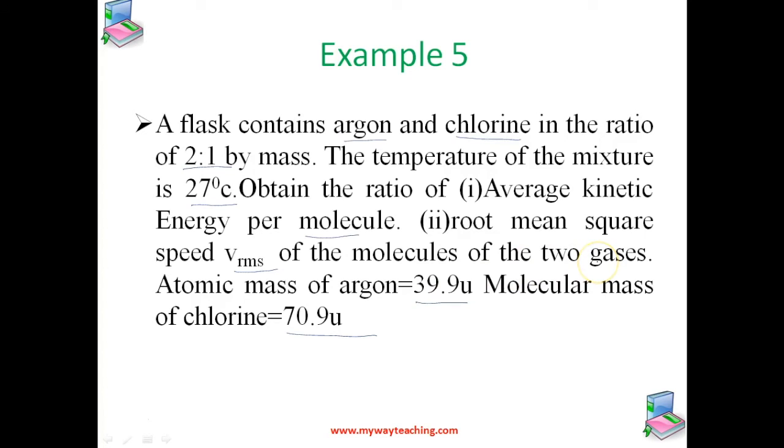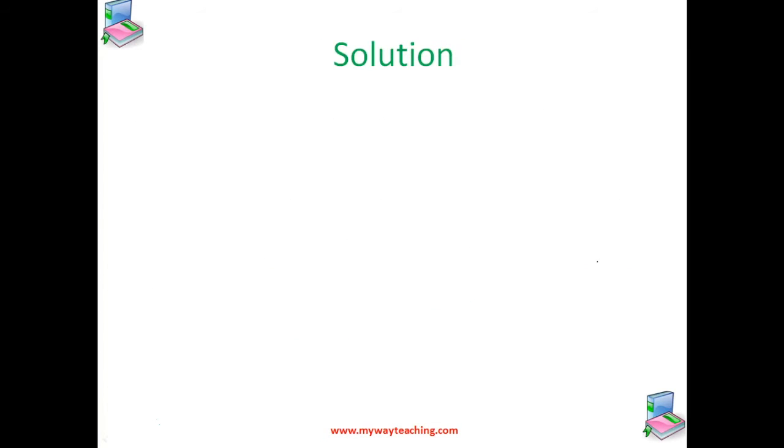70.9 mu. So here they have given the ratio of argon and chlorine. The both are mixed and the temperature of that mixture is 27 degrees Celsius. So we should find the ratio of average kinetic energy as well as root mean square speed, that is Vrms. We should find that also. Okay, and they have given atomic and molecular mass of argon and chlorine respectively. Okay, let us find the solution for this question.